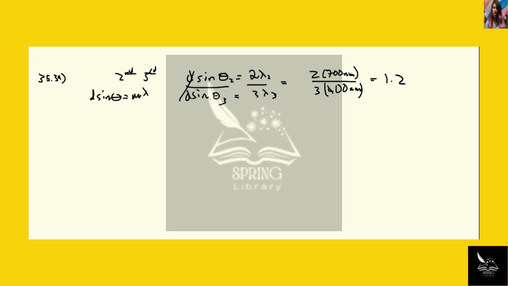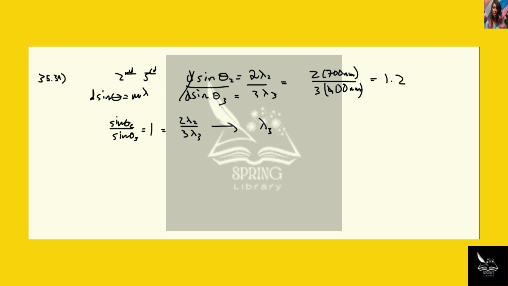So now we've got to figure out what wavelengths are going to overlap. What we can do here is see that sine theta 2 over sine theta 3, we can set equal to 1, because that's what happens when they overlap. So from this, we see that this equals 2 lambda 2 over 3 lambda 3, because we already figured that out.